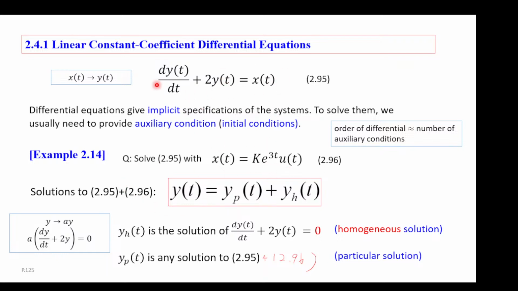So it's still the solution to this whole equation 2.95, because you add yp plus yh here, and by linearity, the yp part gives you x of t, and the yh part gives you 0, so you have x plus 0, still equal to x. Okay, and so this is the first important concept. This is a homogeneous solution. A solution to this linear constant coefficient differential equation can always be written as a particular solution plus a homogeneous solution.